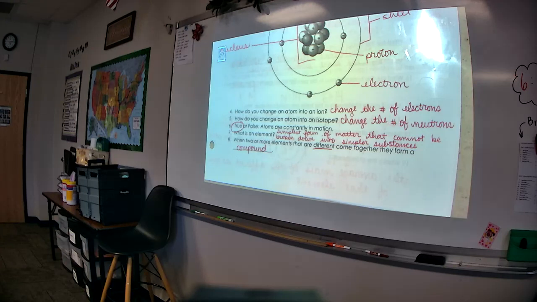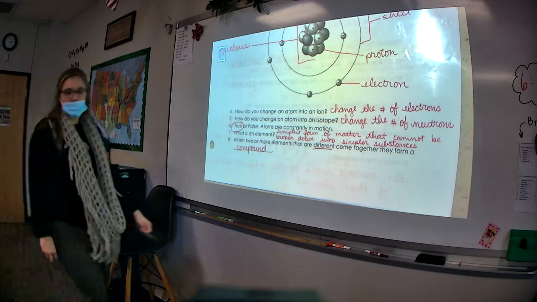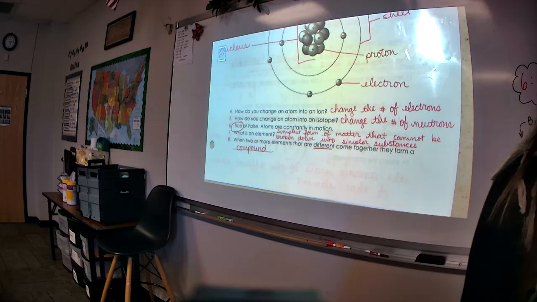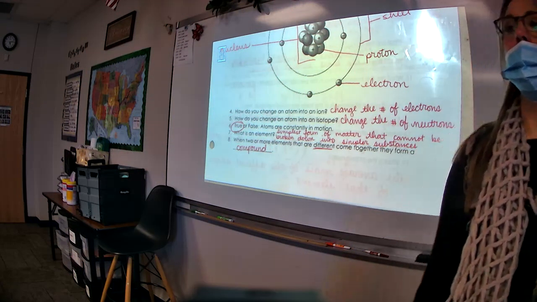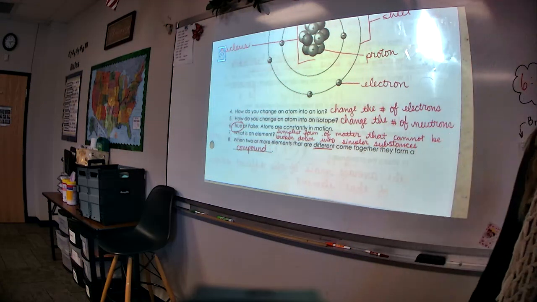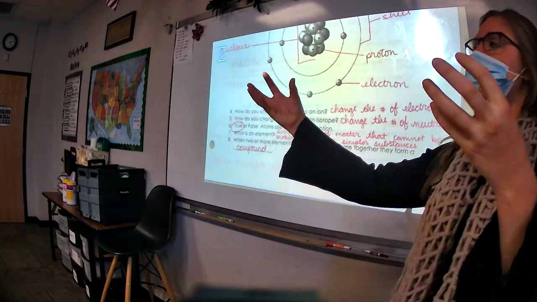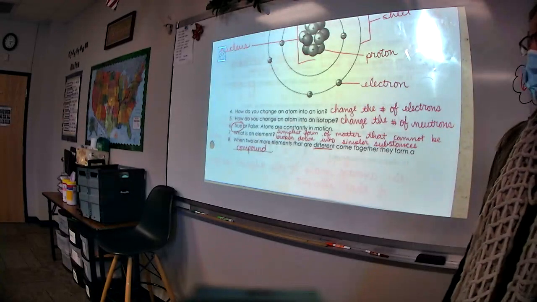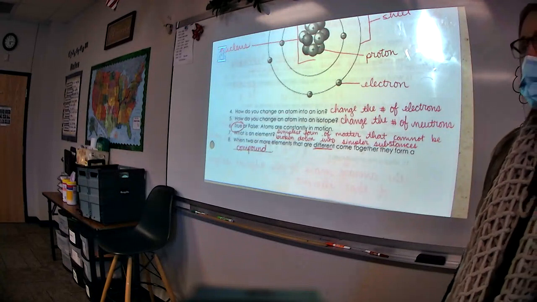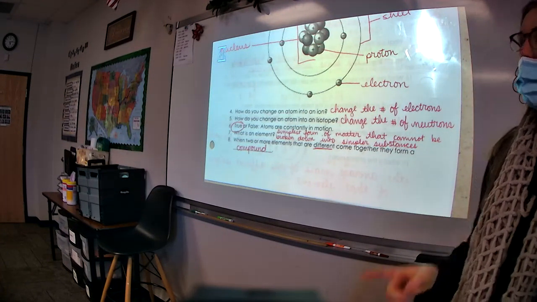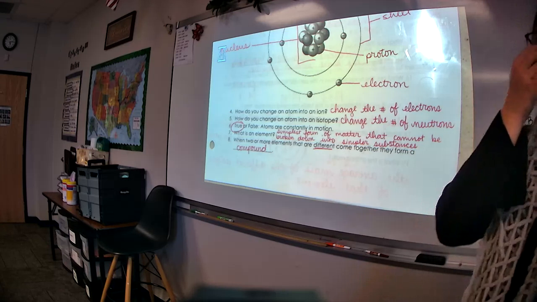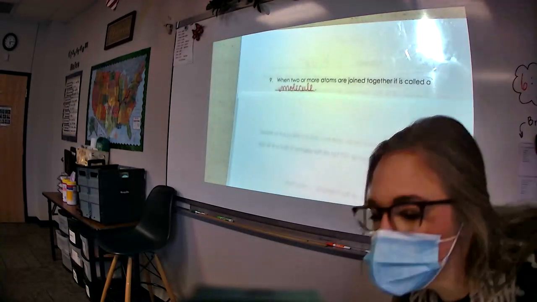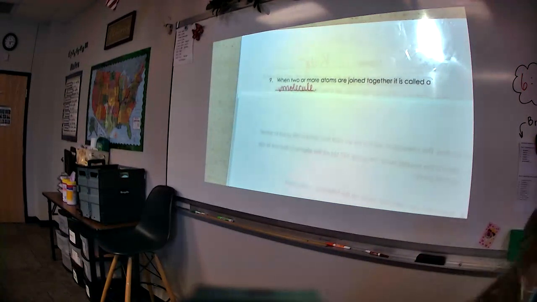All right, let's talk about the answers. Number 9. When 2 or more atoms are joined together, this is called, Oscar? Maybe, but what do we call just any 2 atoms that bond together? 2 or more. Manny? A molecule. Very good. When two or more atoms are joined together, they make a molecule.